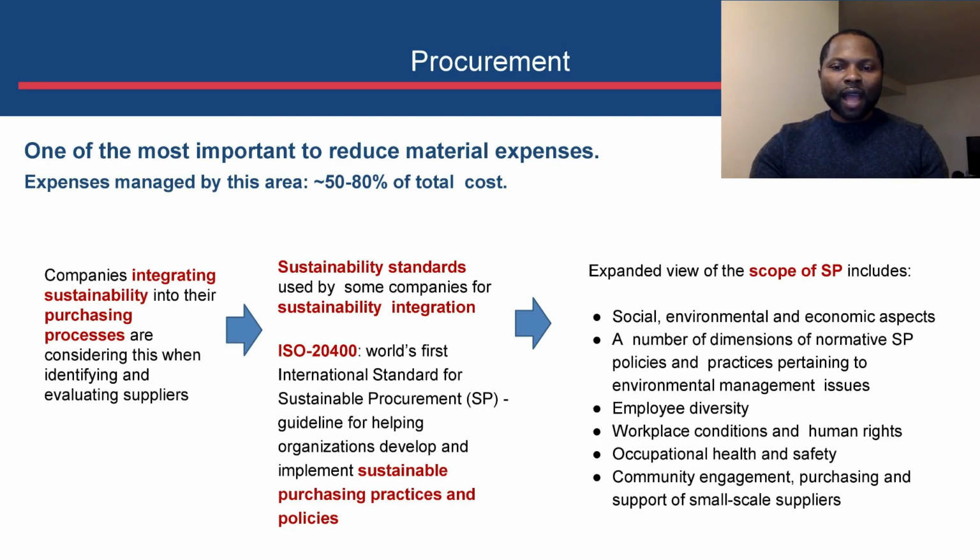Sustainable procurement policies and practices are likely to emphasize reducing packaging and waste, assessing vendors on their environmental performance, the ability to develop eco-friendly products, and performance in reducing carbon emissions associated with the transport of goods. Taking a more expanded view of the scope of sustainable procurement to include social, environmental, and economic aspects, a number of dimensions of normative sustainable procurement policies and practices pertaining to environmental management issues, employee diversity, work conditions, human resources, human rights, occupational health and safety, philanthropy, community engagement, as well as local purchasing and support for small-scale suppliers are identified.